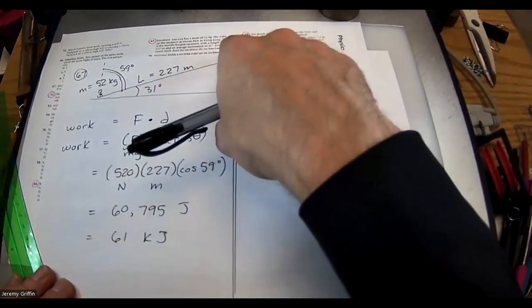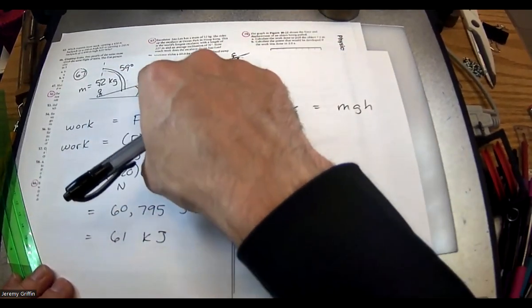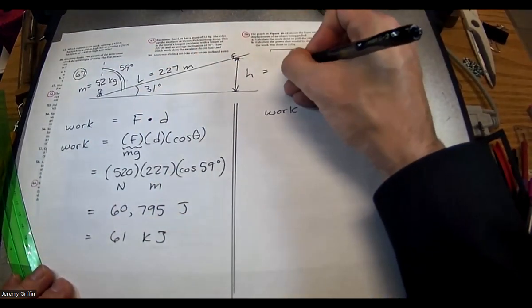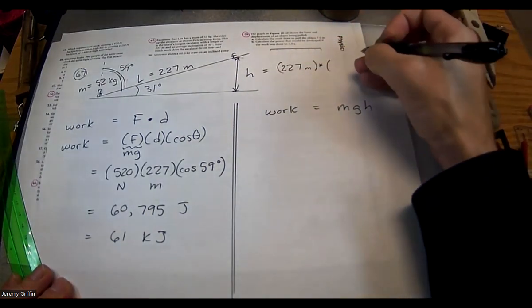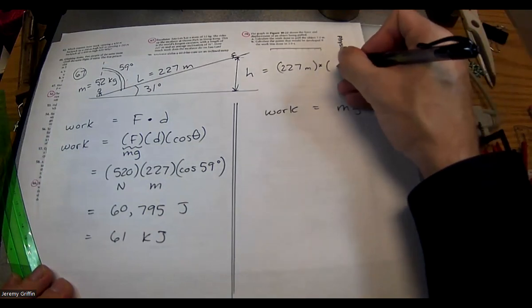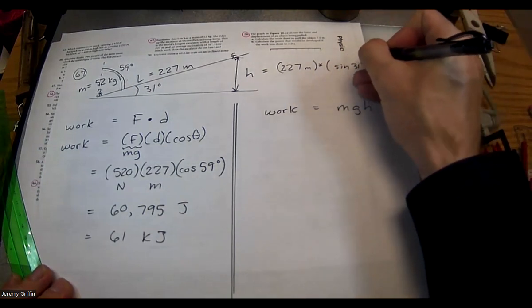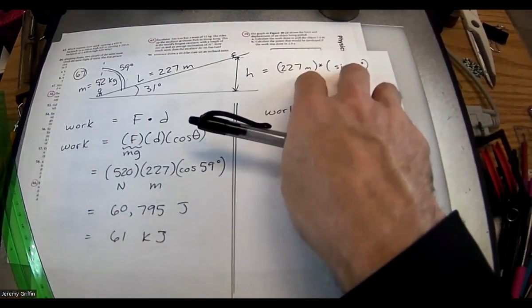So isn't this just straight trigonometry? If you know the length of the hypotenuse and you know this angle here, guys, this is 227 meters times what? So yeah, sine of 31 degrees, because it's opposite of 31 degrees, right? Haven't we done like a million of these?